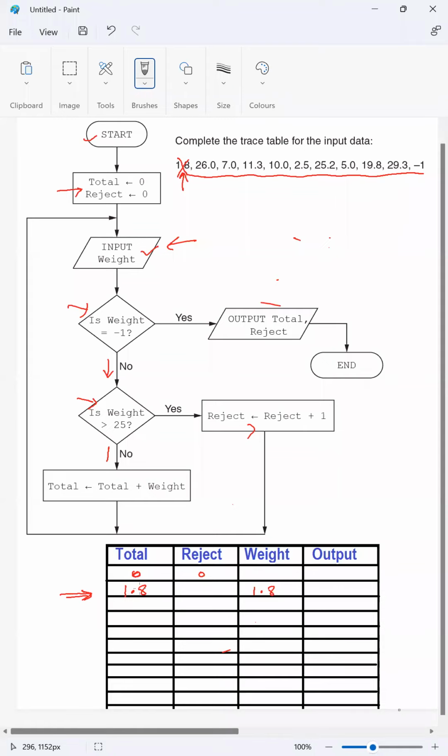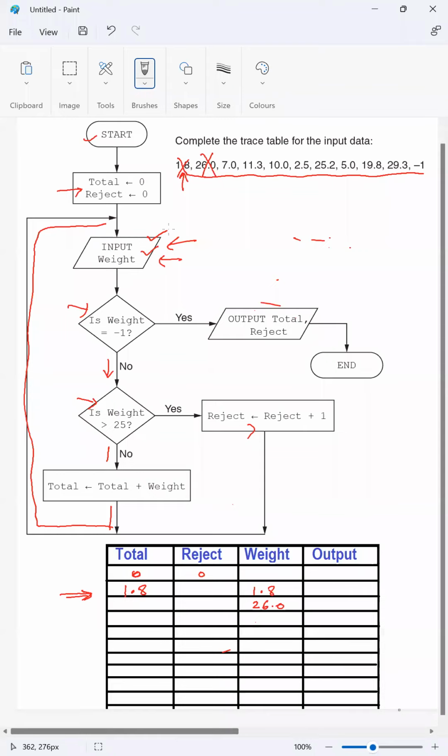From here, we can see that the flow is going back upwards to this point, so we are re-entering the loop. As soon as we re-enter the loop, we are going to move on to the next row. What is the first thing we are doing in the loop? Once again, the first thing that we're doing is input weight. So what is the next value of weight? That is 26.0, and I'm going to write 26.0 here in the next row.